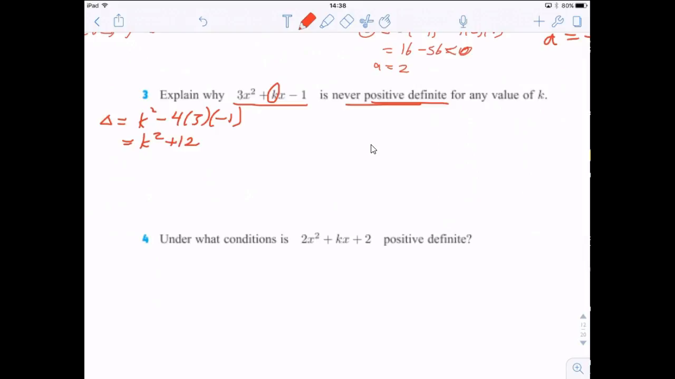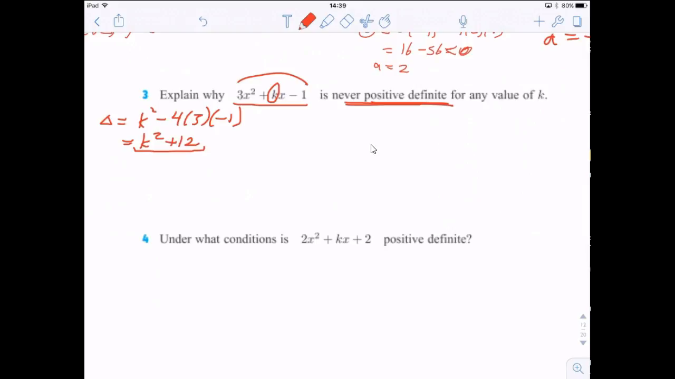Now we just need to figure out, okay, is the discriminant positive or negative? Well, it says to explain why this function is never positive definite. Never positive definite. Huh. Okay, so basically what they're saying is that, well, if it is positive definite, then the discriminant would be negative, right? So can this function be negative? Well, try to think of a value of k you could plug in here and make it negative. Is there any value of k that could make this negative?